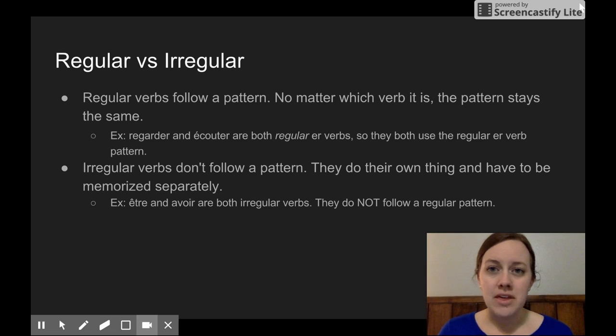But an irregular verb does not follow any pattern except its own. It doesn't play well with others. You have to memorize it all by itself. So two examples of this that we've already done this year are être and avoir. If you remember, neither of those are similar to each other, and there are no other verbs to act like them. So they have to be memorized completely by themselves.